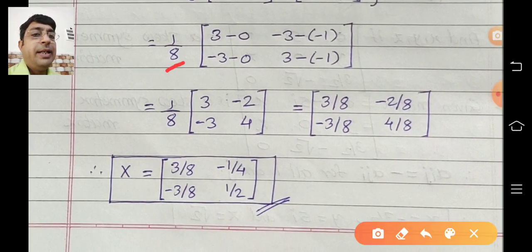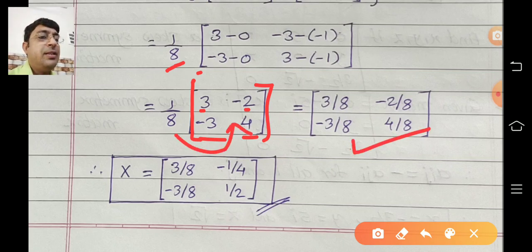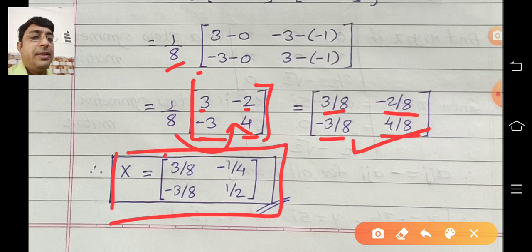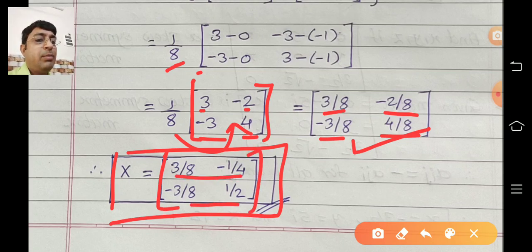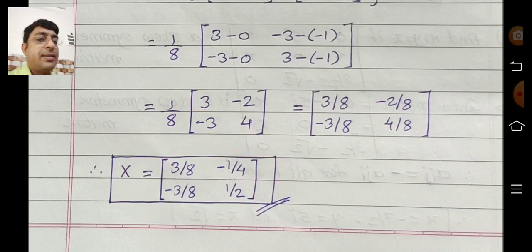So 1 by 8 remains as it is here. Answer is obtained, that is 3, minus 2, minus 3, plus 4. So 8 is outside, then divide by 8 to all elements in this matrix. So we are getting the answer 3 by 8, minus 2 by 8, minus 3 by 8 and 4 by 8. Reduce some elements. So we obtain the answer of X matrix: 3 by 8, minus 1 by 4, minus 3 by 8 and 1 by 2.